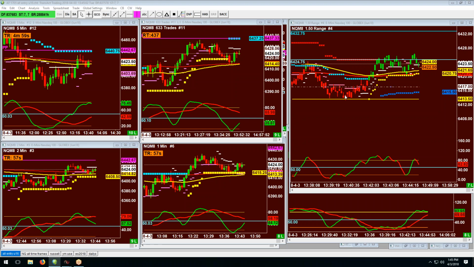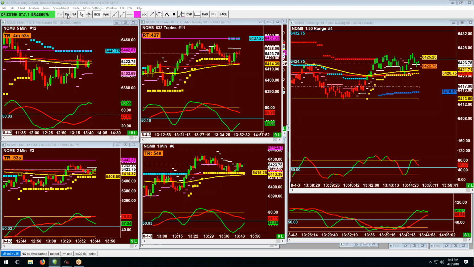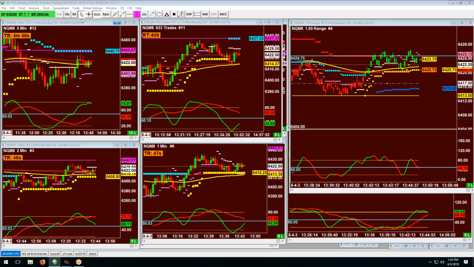Okay, so this is the NQ. I'm just going to disconnect from data right now on Sierra, just so it's not whipping around while I'm trying to explain this.